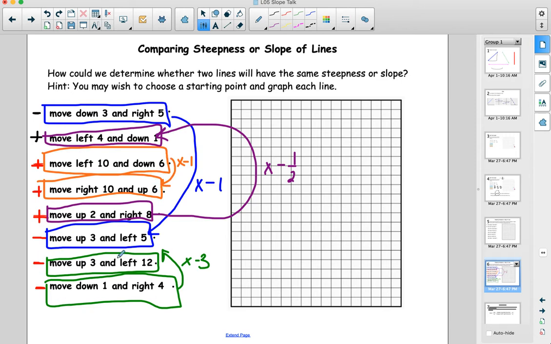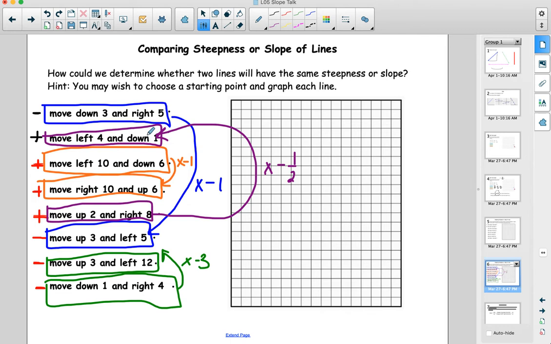Let's take a look at the green moves on the bottom. I've got down 1, right 4. If I multiply by -3, what will happen is 1 times, this is -1 because it's down 1, times -3 will give me +3. That becomes up 3. Right 4 is +4 times -3 becomes -12, and that becomes left 12. So those match up with the same steepness.